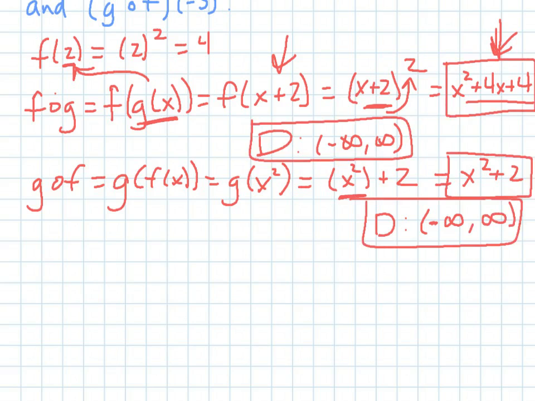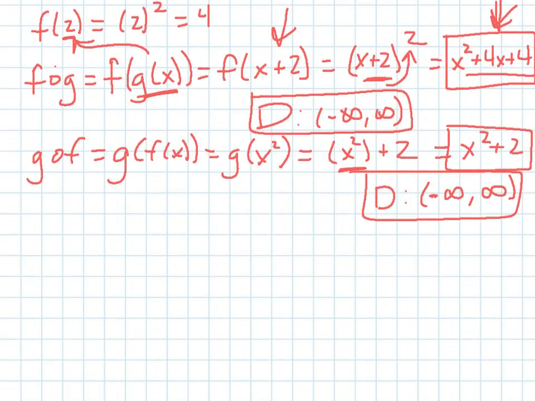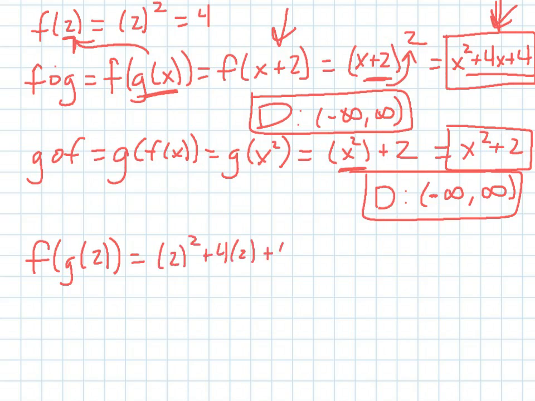Okay, now I'd like to try plugging in a value. So since we already found f composition g, I want to do it of 2. So f composition of g, so another way of writing that is, since you already found that it's x squared plus 4x plus 4, then that means I can do 2 squared plus 4 times 2 plus 4, which gives me 4 plus 8 plus 4, which is 16.